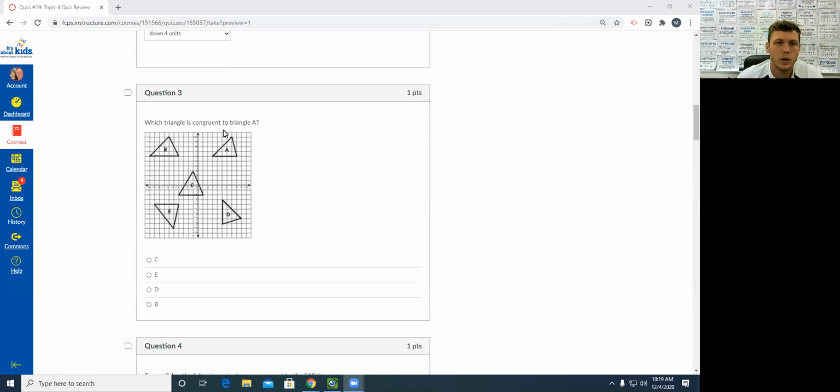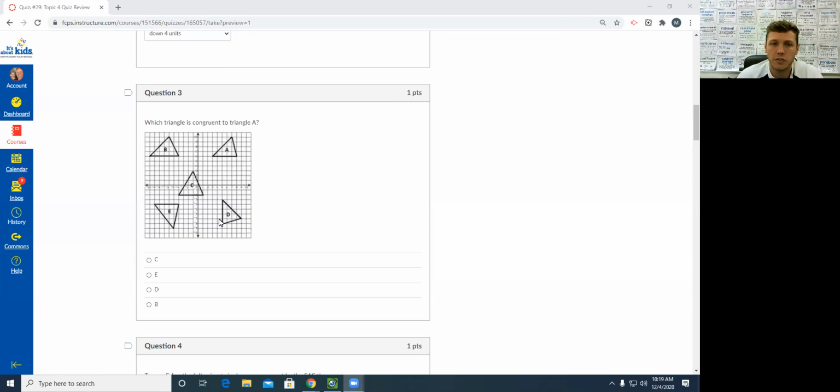All right. Question number 3 says, which triangle is congruent to triangle A? Now they all look fairly similar, but what we want to do is make sure that they are exactly the same. One thing we can do is notice the base of this triangle is 1, 2, 3, 4, 5 units. So we want to go through it.